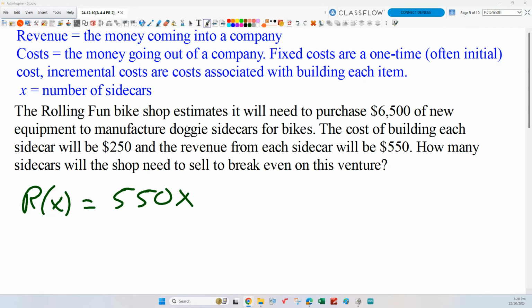Okay, but how much money is going out? What's our cost function? How much money are we spending for each sidecar that we build? Okay, so if I build X of them, how much money have we spent? 250X. Okay, are there any other expenses we have? What is that before the X? C. Say it again. C. Yeah, C. The cost. Yeah, cost function. Right, so let me label those. So this is revenue.